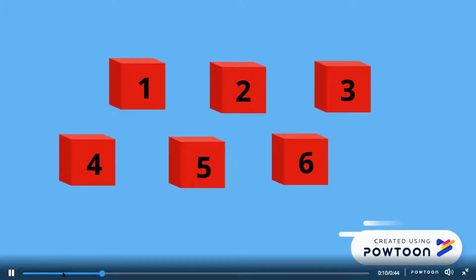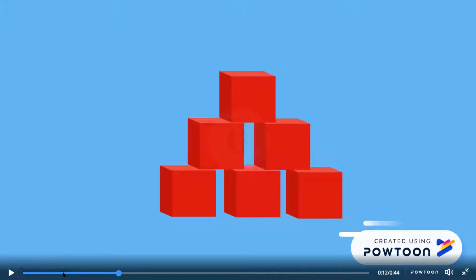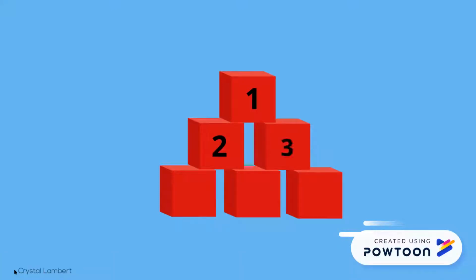Now, what if I change our blocks and stack them and make a different arrangement, a pyramid? Let's count them again. And we have 1, 2, 3, 4, 5, 6. Now we know that even if we put our blocks in a different order, we still have the same number of blocks.